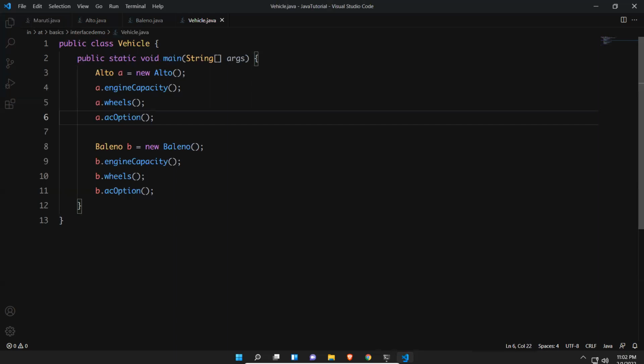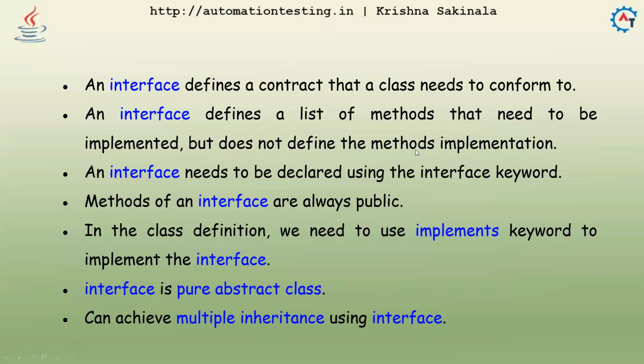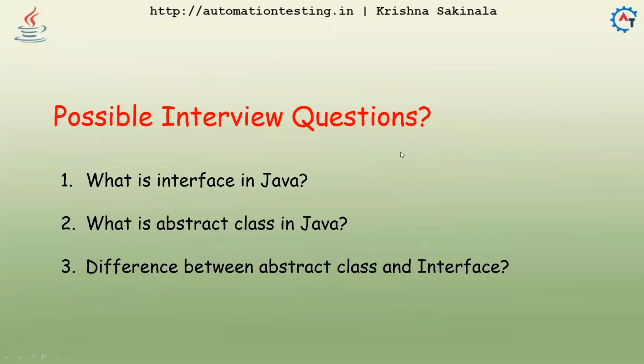So let me go back to the PPT. What could be the possible interview questions? What is an interface in Java? What is an abstract class in Java? Difference between abstract class and interface. We will see the difference between abstract class and interface in our next video. And apart from that, what is the advantage when you use an interface? You can achieve multiple inheritance. So after that, we will see how we can achieve multiple inheritance using interface.